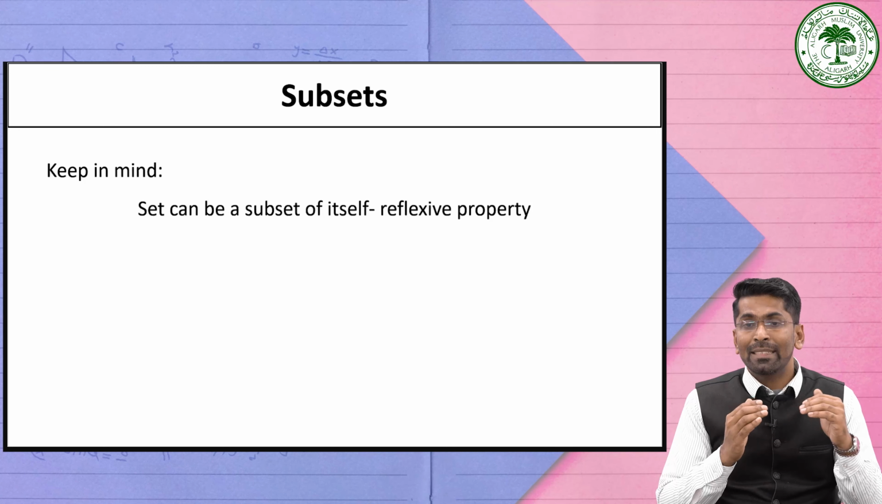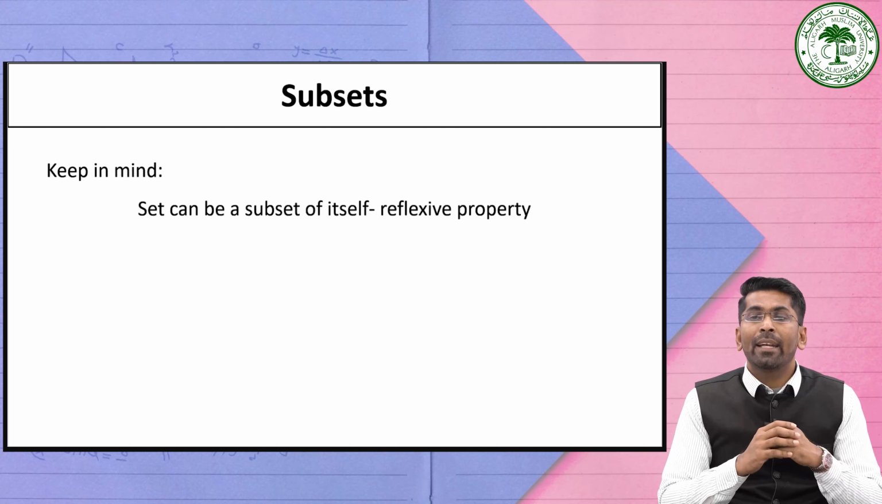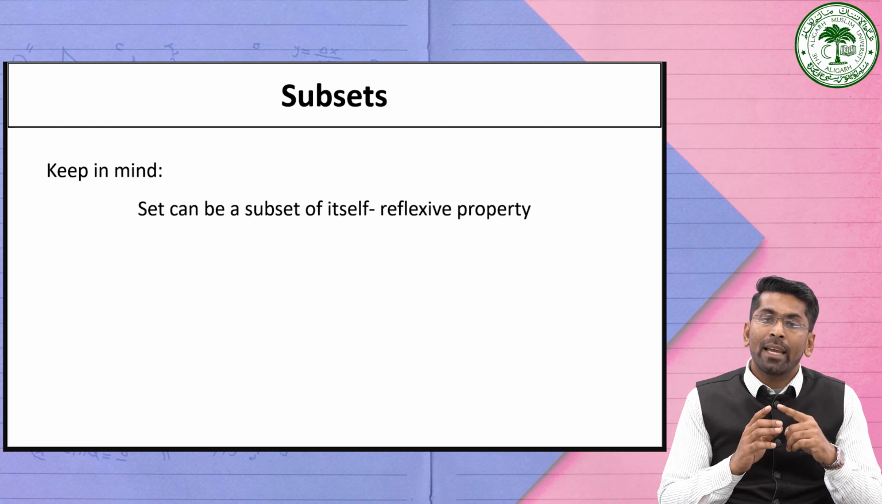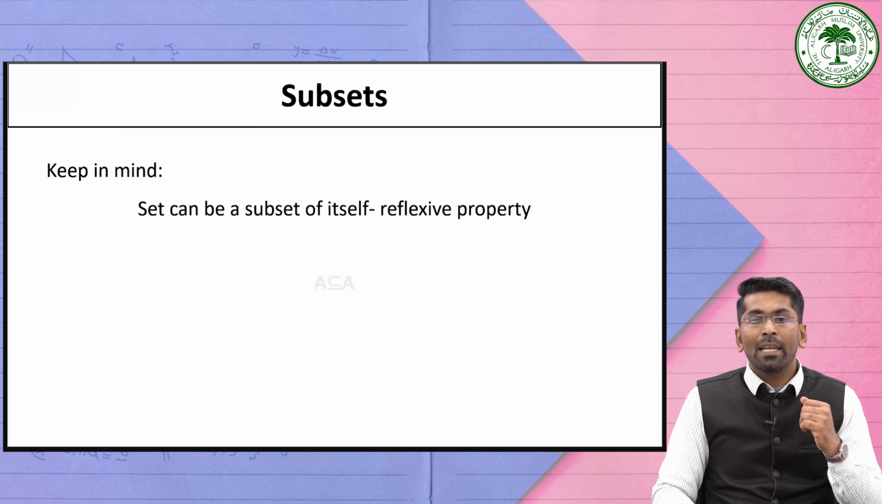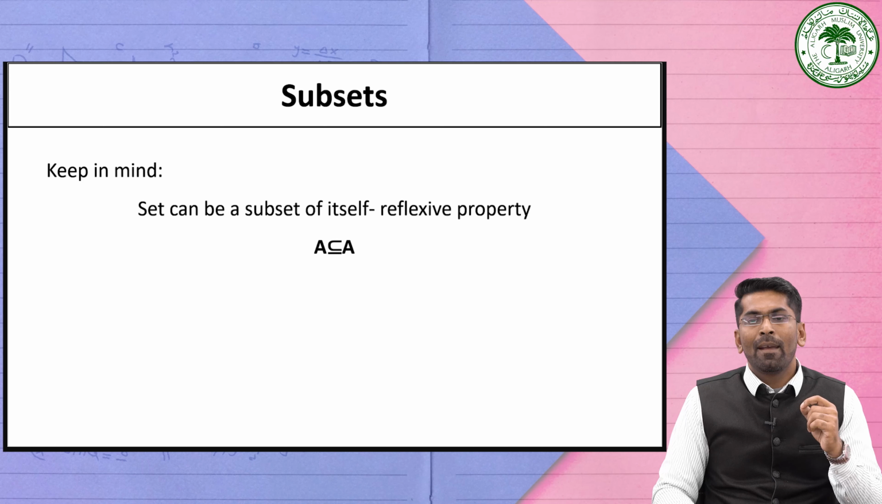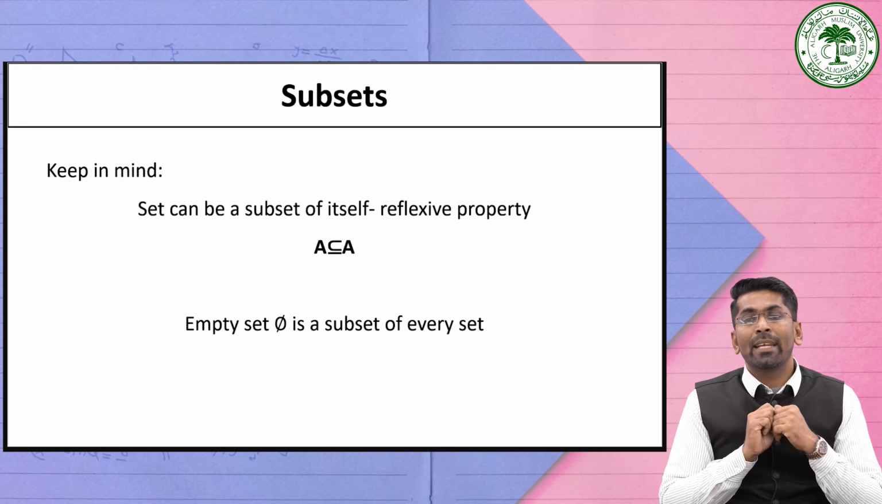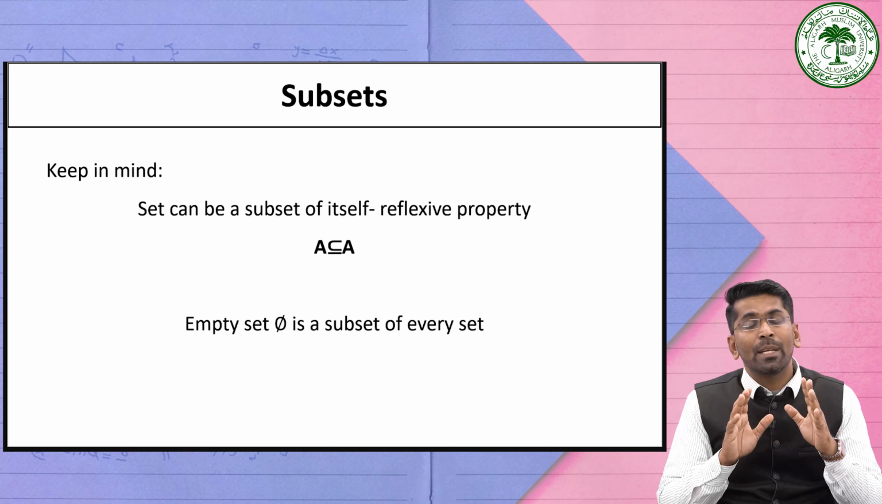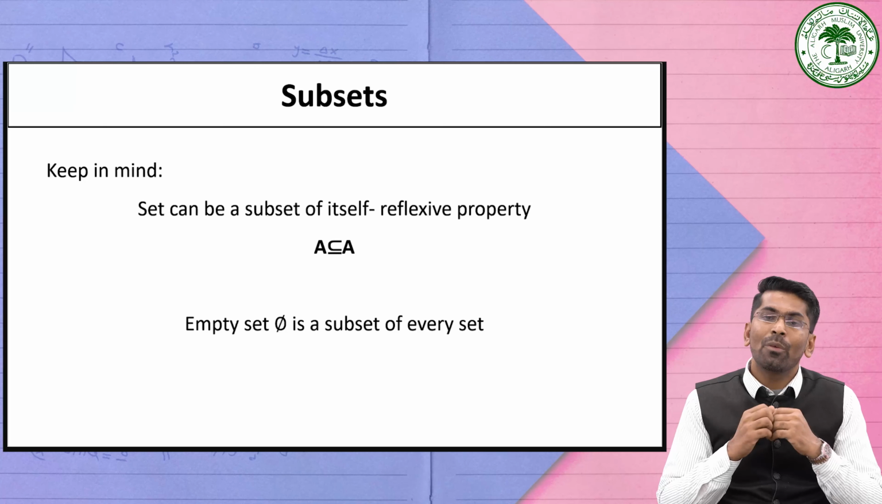It is generally known as the reflexive property of the subset relation, which states that any set is a subset of itself. Symbolically, we can write, if A is a set, then A ⊆ A. Another important point to keep in mind is that the empty set, that is phi, is a subset of every set. Phi is a subset of every set.